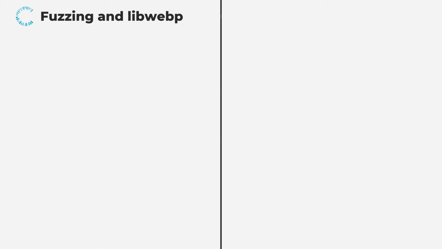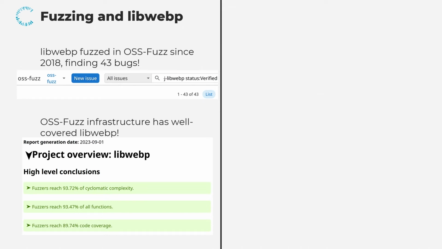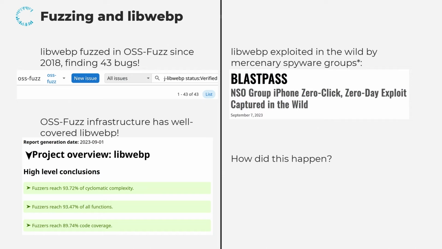And let's talk about a particular project in OSS-Fuzz, libwebp. Some of you already know where this is going. So libwebp has been in OSS-Fuzz since 2018. So since the very near beginning, they found 43 bugs, and it's very well covered, right? They get 90% coverage from fuzz testing, which means that the fuzz program alone has searched its way through 90% of the code. It's pretty incredible stuff. On the other hand, it's also being exploited by mercenaries in the wild. How did this happen? How did we get to a point where our fuzz testing failed us so much?